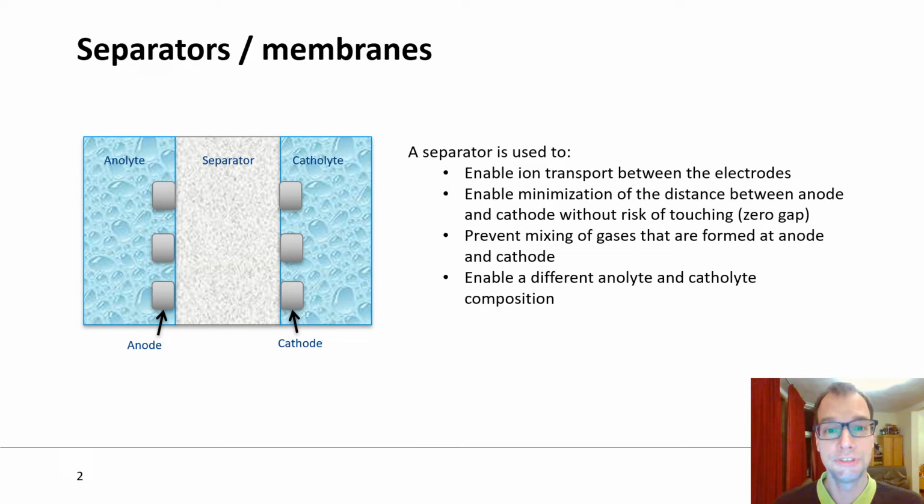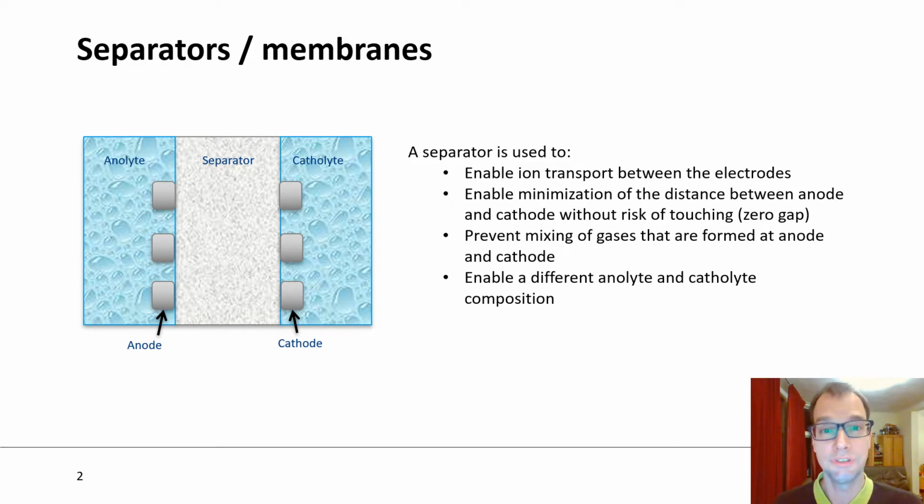Then the third function of the separator is to prevent any mixing of gases. Often in electrochemical systems, we form gases at both the anode and the cathode, and often these gases, when they would mix with each other, could form an explosive mixture. So the separator helps keep the gases apart.